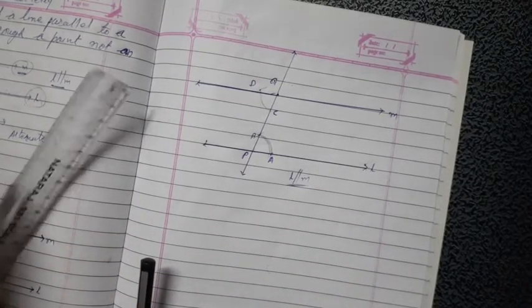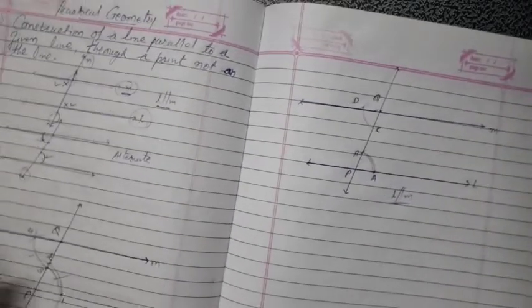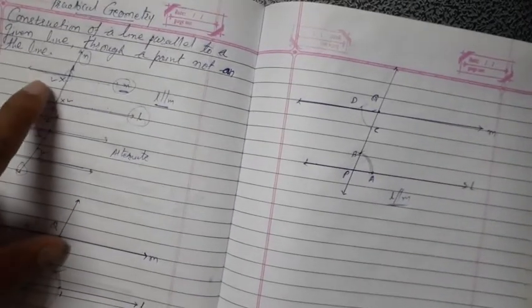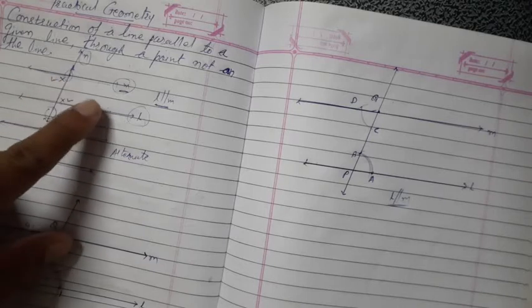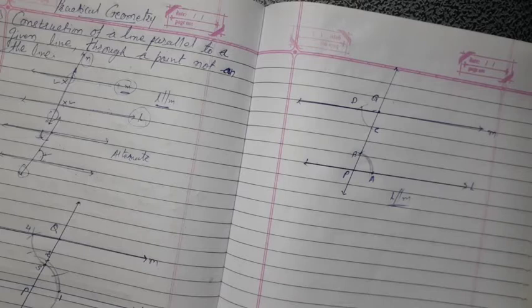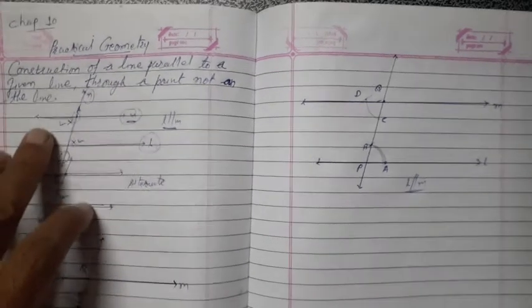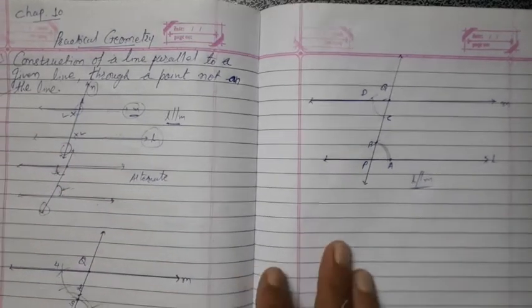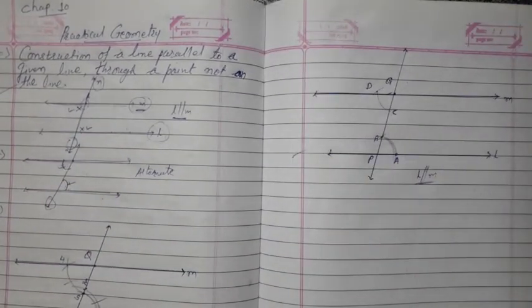So today I showed you how to draw a parallel line to a given line that also passes through a point which is not on the given line. Now in the next period we will solve exercise 10.1. For that you practice this 2 or 3 times. Okay, thank you.